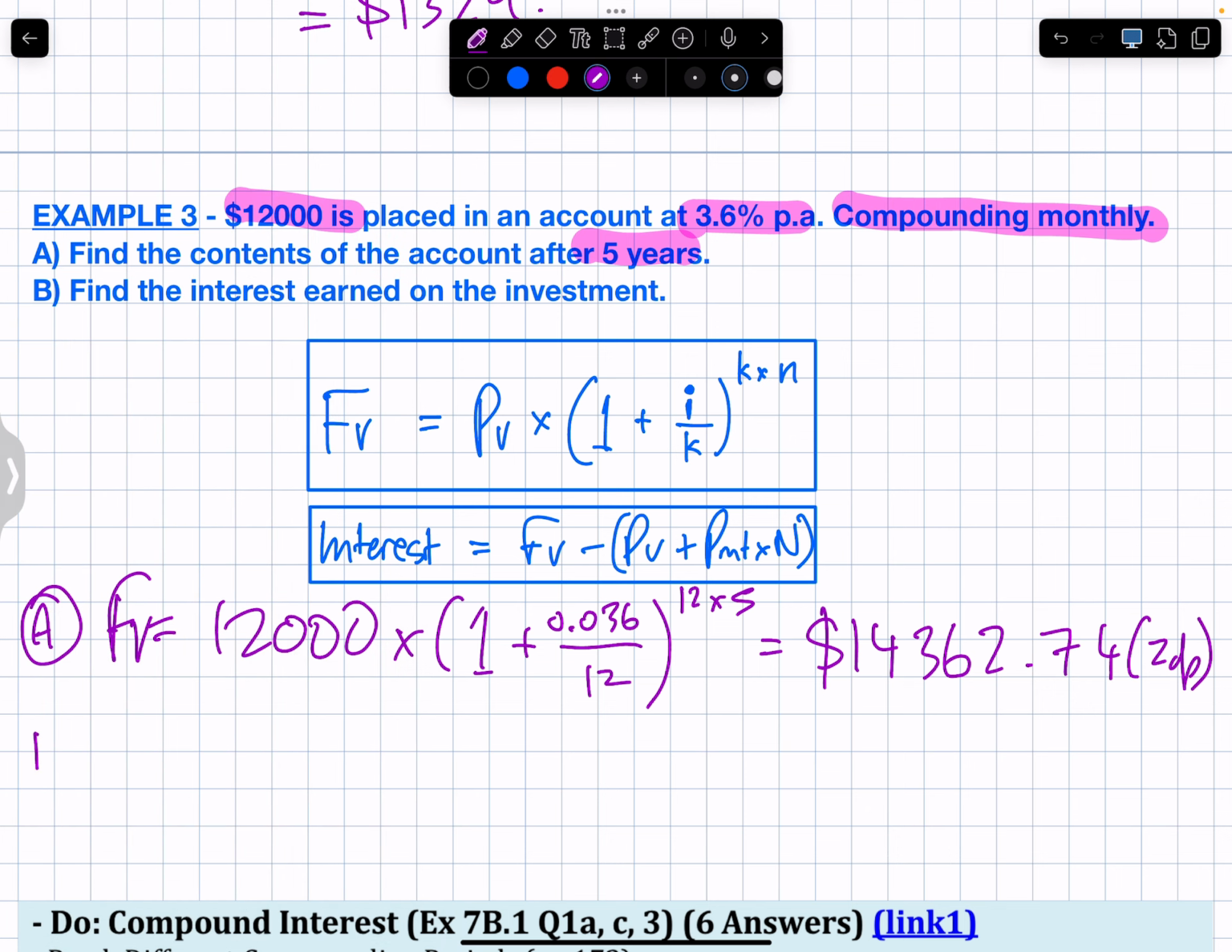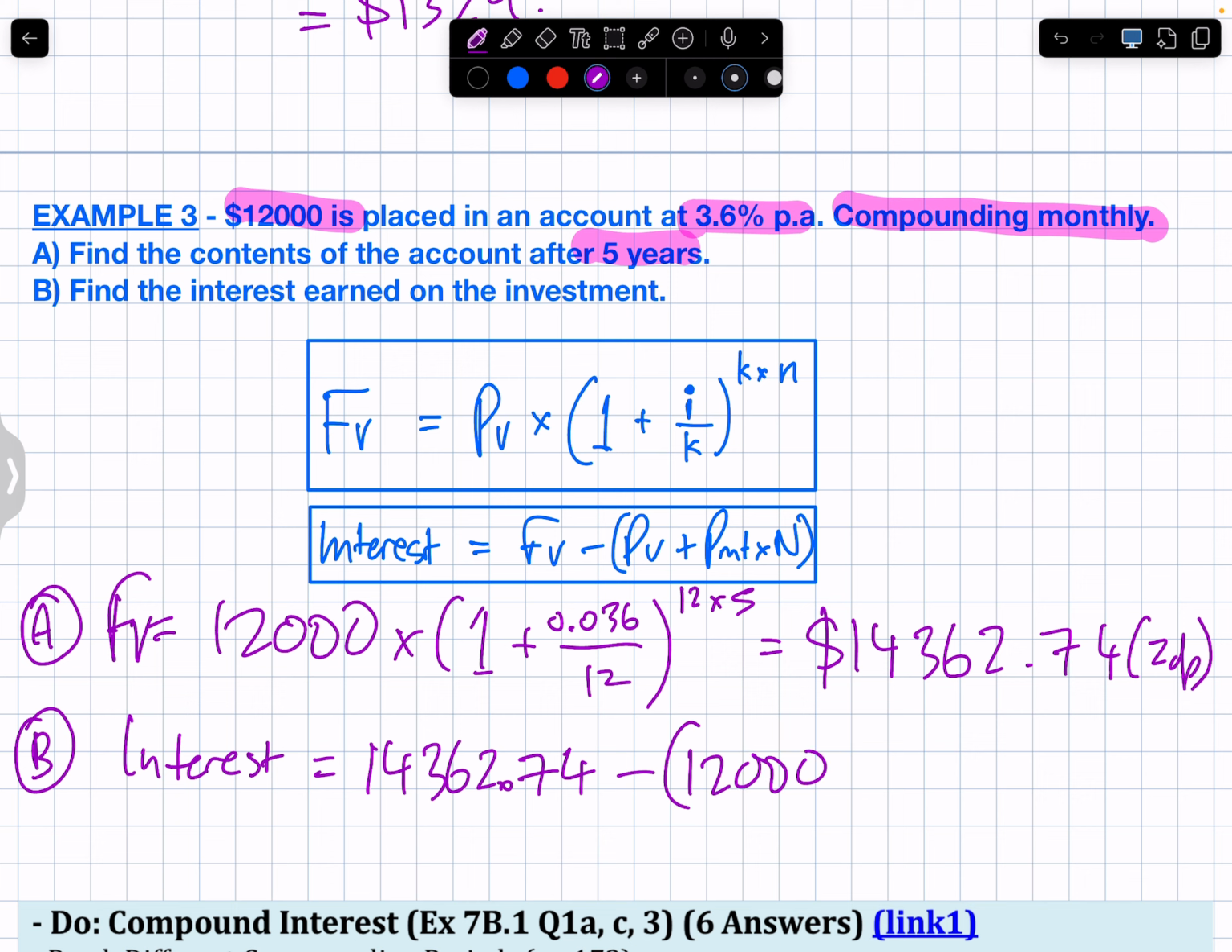After 5 years, B, what's the interest earned on the investment? Interest is going to be what it grew to, minus PV, which was 12,000, plus any payments, which there were none, times by the 60. It's not going to matter anyway because 0 times 60 is going to be 0. So it's going to be $2,362.74 in interest.